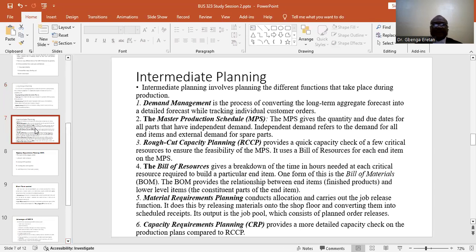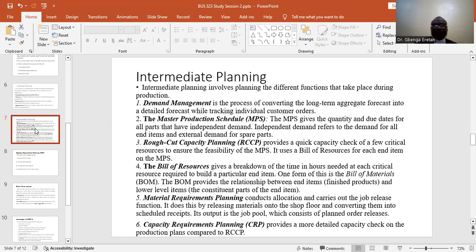We talk about intermediate planning, which is the second stage, because we said capacity planning can be divided into three: the long-term planning, the medium-term planning, which is called intermediate planning, and the short-term planning. The intermediate planning involves planning different functions that take place during the production pattern. Number one, demand management. This is a process of converting the long-term aggregate forecast into a detailed forecast while tracking individual customer orders.